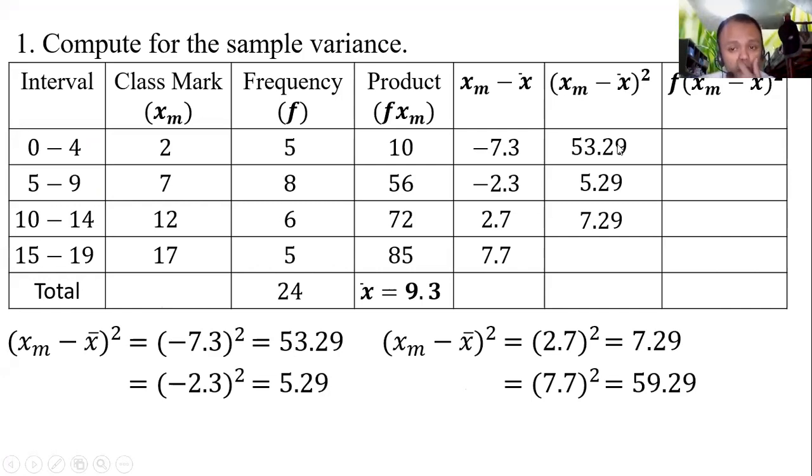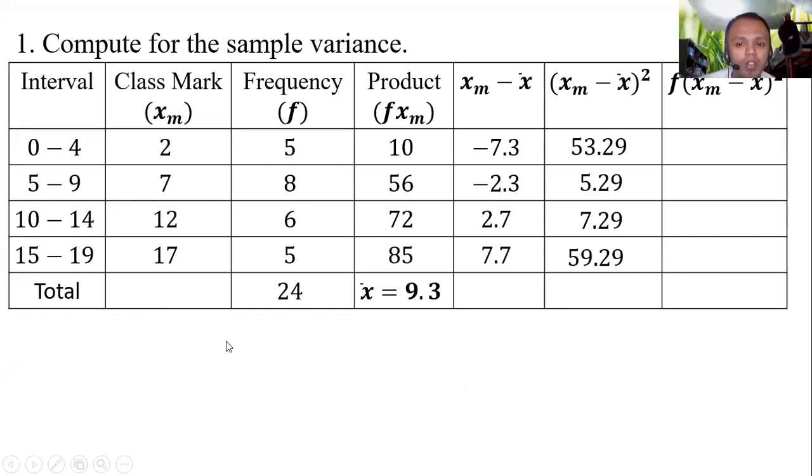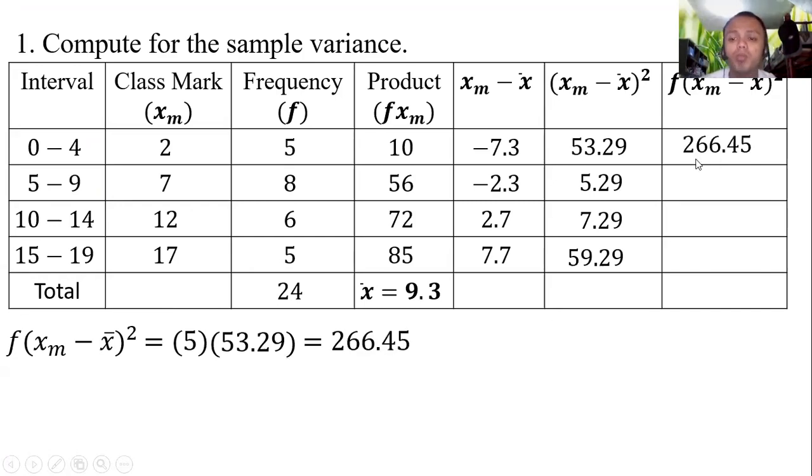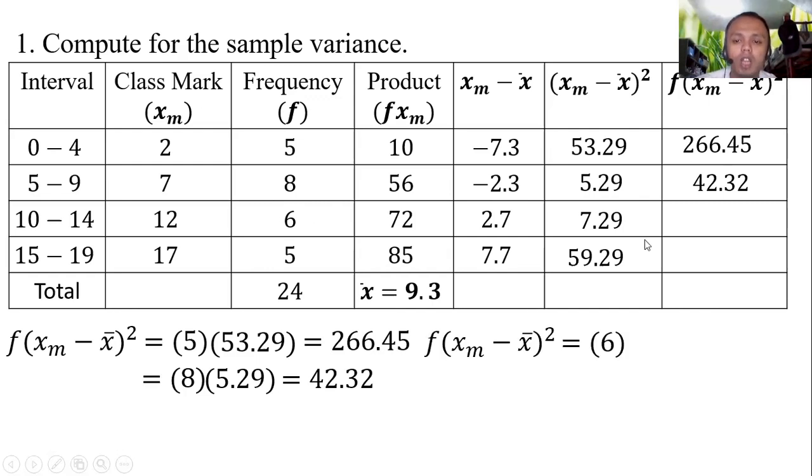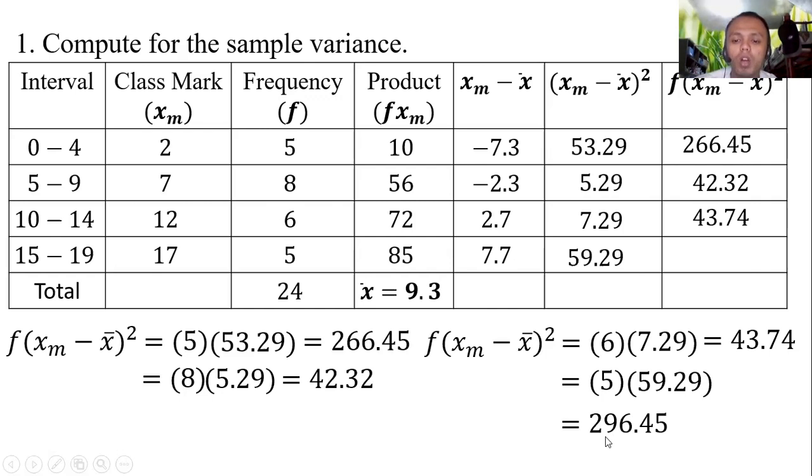And then multiply natin tong square deviation dito sa frequency nila, no? So 5 times 53.29 is equal to 266.45. Okay? Next is 8 times 5.29 is equal to 42.32. Next, we have 6 times 7.29 is equal to 43.74. And then we have 5 times 59.29 is equal to 296.45. Okay? So nakuha na natin yung mga product.